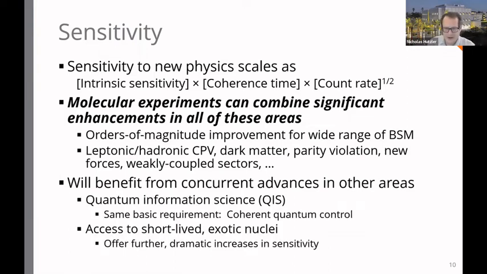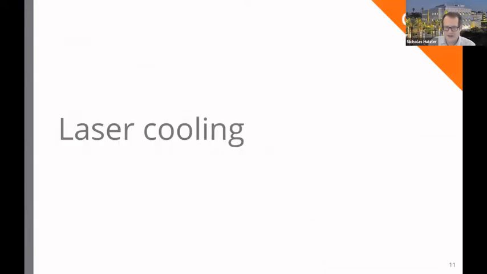And these experiments and theory will benefit from concurrent advances in other areas. So in particular, quantum information science, which has a lot of the same basic requirements for what these experiments need, which is that you need to be able to coherently control complicated quantum objects. There's been a lot of advances in that area. And also access to short-lived and exotic nuclei, which I'll talk about later, which can give dramatic enhancements of intrinsic sensitivity, especially to CP violation.